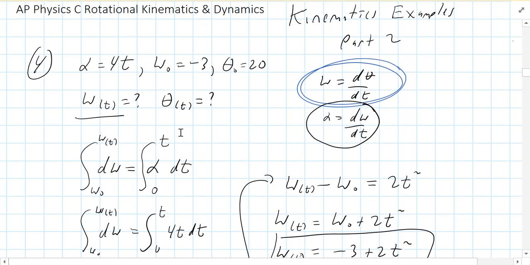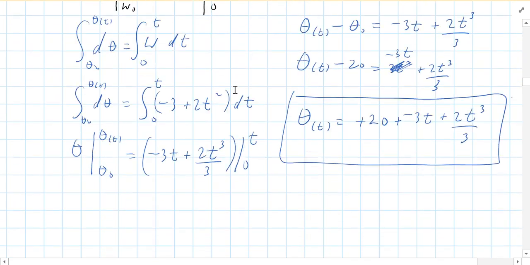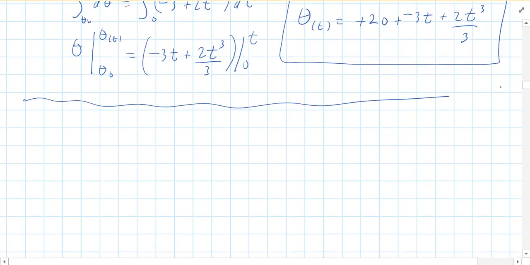In other words, we can go back and forth. We can use derivatives to get from theta to omega to alpha, and we can use integrals to get from alpha to omega to theta. Okay. Now I got one more example for you. This one will be quicker.